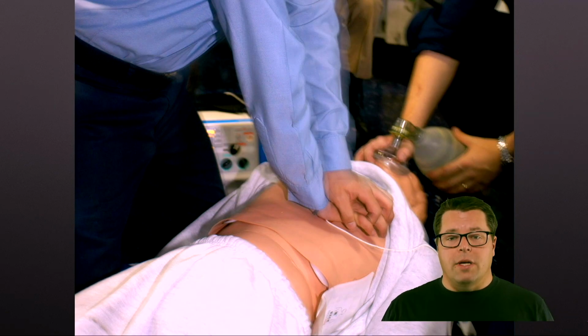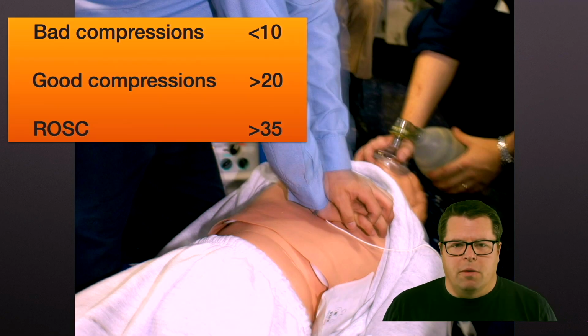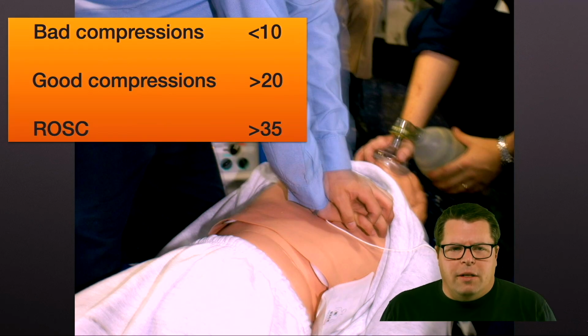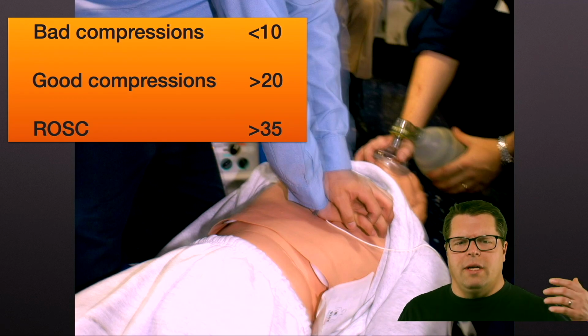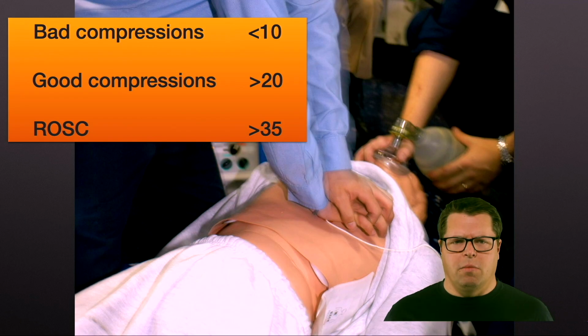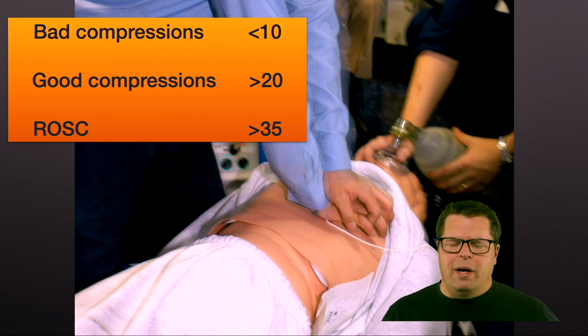You might use end tidal CO2 to help determine how deep and how fast and what your compressions look like. So allegedly, you can use end tidal CO2 to monitor the quality of compressions. And if your end tidal number is less than 10, then those are bad chest compressions, right? We've heard people say that. If they're good, they're greater than 20. And if you get ROSC, maybe jumped up to 35. Well, yes, that's sort of the case.